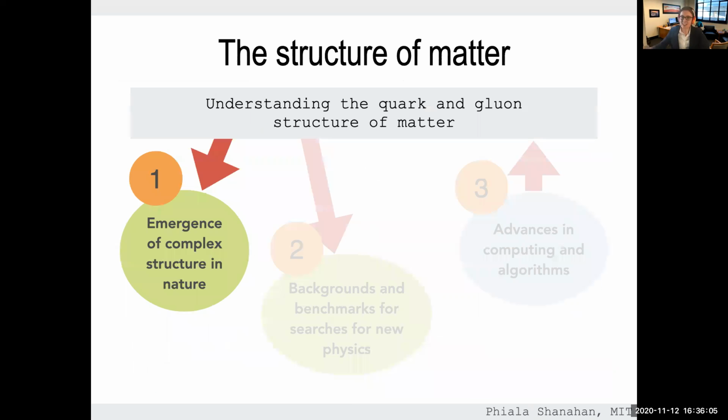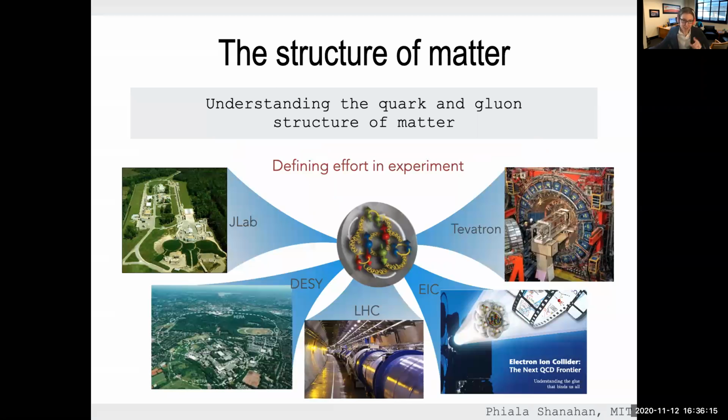Okay, so after the extended introduction, coming back to the first topic, the emergence of complex structure in nature, that is, understanding the quark and gluon structure of matter. Now, of course, I'm discussing this from a theory perspective, but there's a great synergy between experiment and theory, which we'll see some examples of. And understanding the quark and gluon structure of matter really is a defining effort in experiments, with experiments around the world having the same goal.